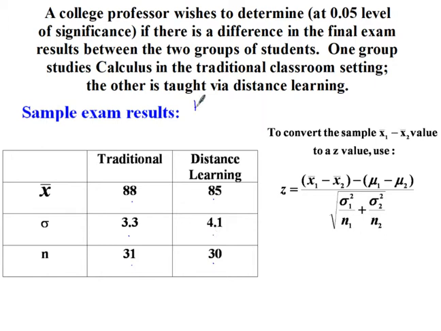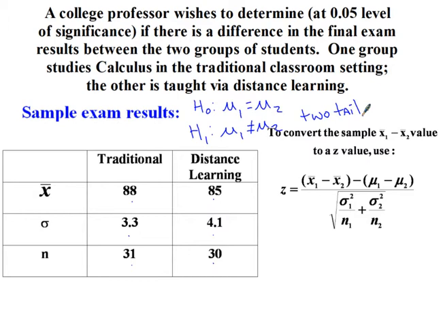Our null hypothesis is that these two test scores should be the same. The alternative is basically, is there any difference? So mu1 is different from mu2, which means it's going to be a two tail test.